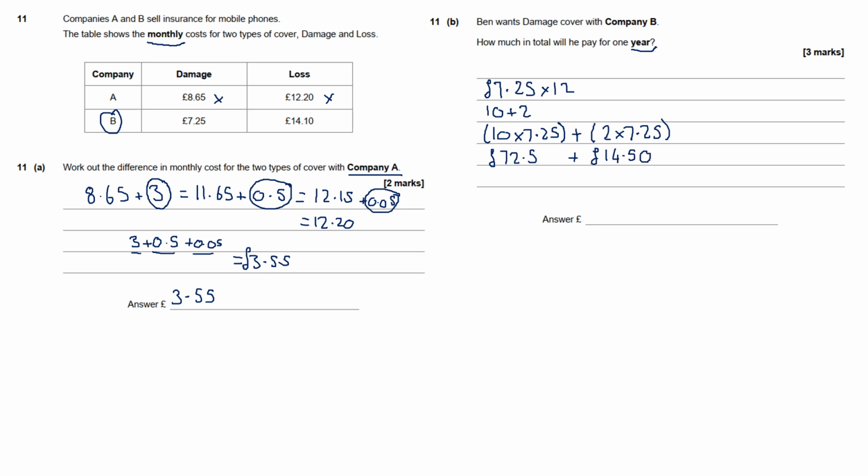Okay, so let's just add these. So we've got £72.50 plus £14.50. So let's do this. 0 plus 0 is 0. 5 plus 5 is 10, which is 0, but we carry the 1. 2 plus 4 is 6, plus 1 gives us 7. And 7 plus 1 equals 8. So does that sound reasonable?